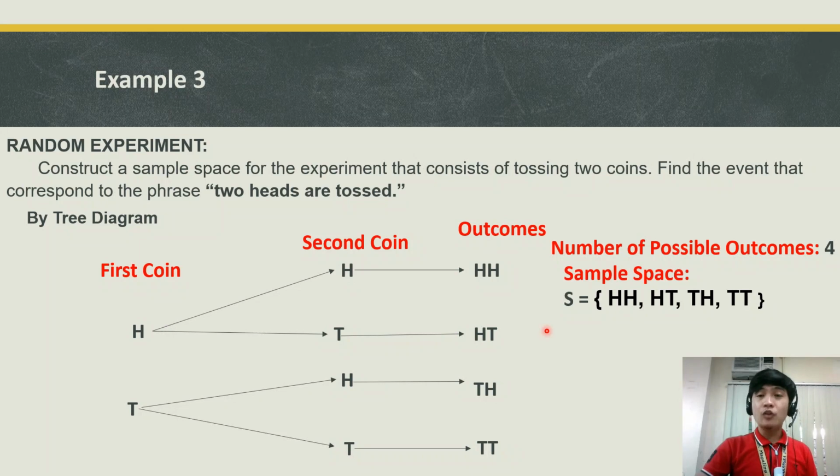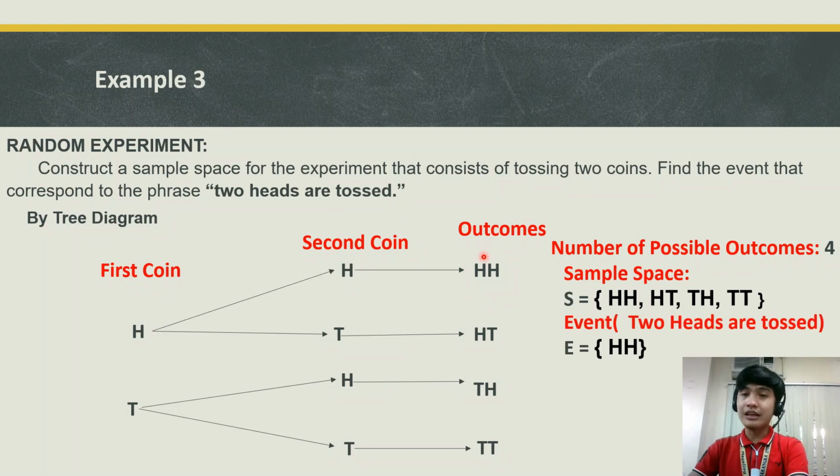And, sabi dito, we need to find the event that correspond to the phrase 2 heads are tossed. So, hanapin lang natin dito anong event dyan ang tumutukoy na dalawang heads ang lumabas. Okay, 2 heads. So, ito po yun. So, that is set E, enclosed in braces, we have head, head. So, yan po yung paraan ng paggamit ng tree diagram. That is the way of using the tree diagram in determining the sample space of a given experiment.